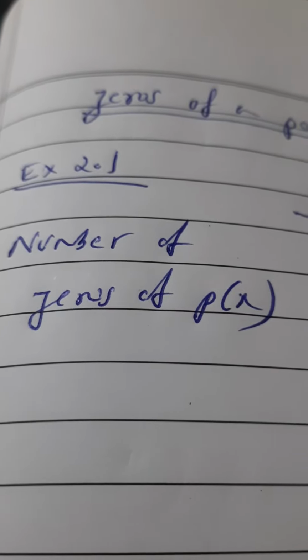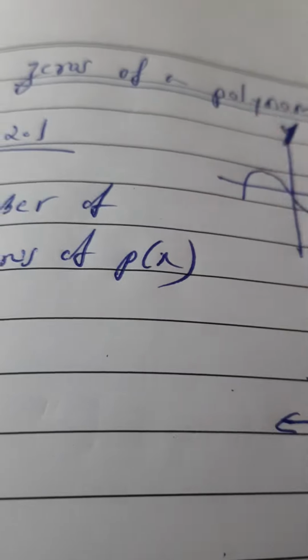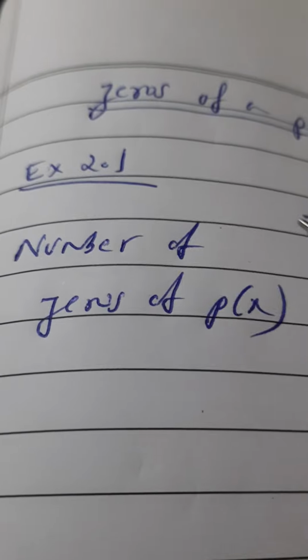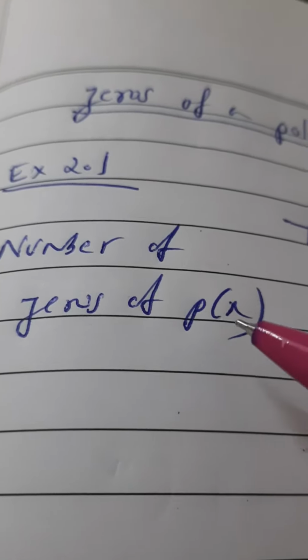So we now go to the first exercise, that is zeros of a polynomial. Zeros basically means the solutions. So the first exercise is very easy. You have to find the number of zeros of the polynomial p(x) and some graphs are given. So before we do the book question, some examples here.